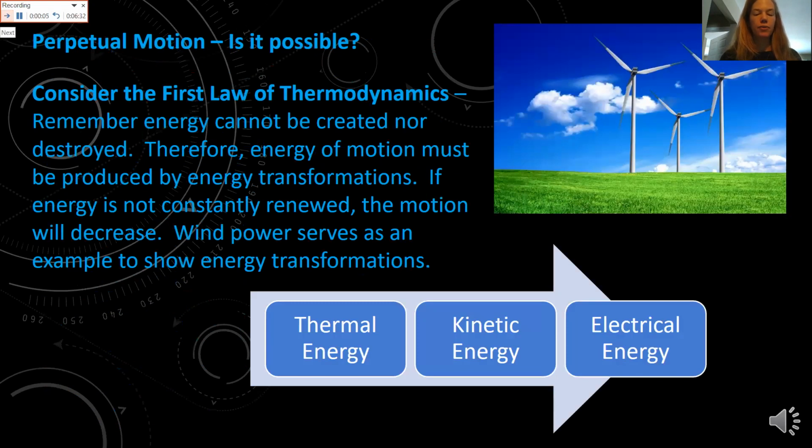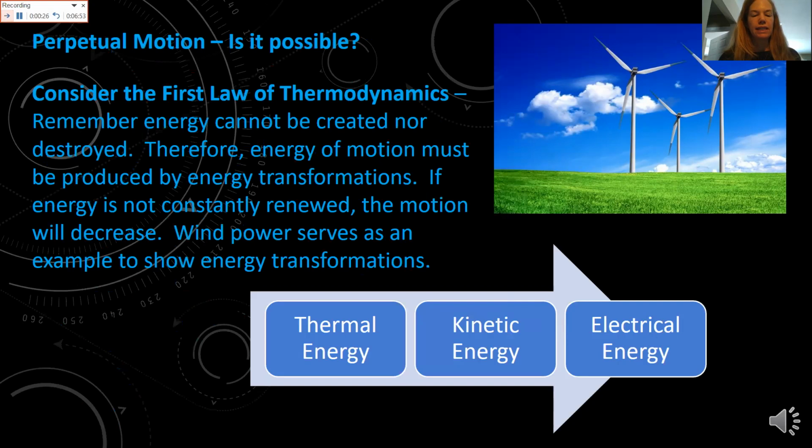Consider the first law of thermodynamics. Remember, energy cannot be created nor destroyed. Therefore, energy of motion, or kinetic energy, must be produced by transformation of another type of energy. If this energy is not constantly renewed, the motion will decline and stop.